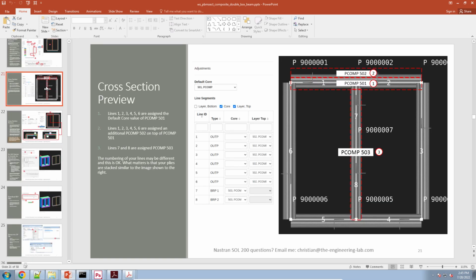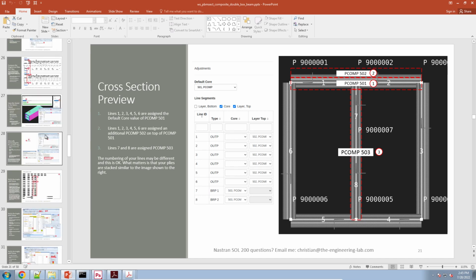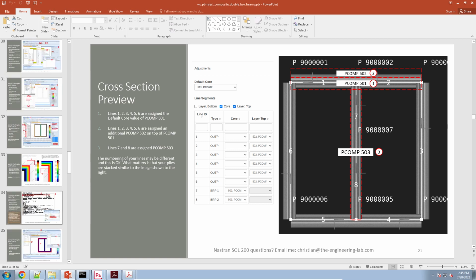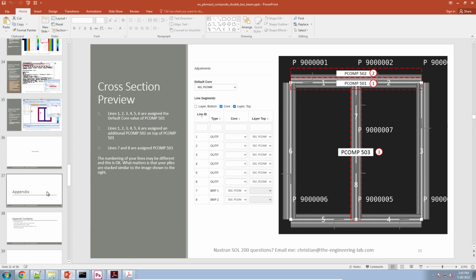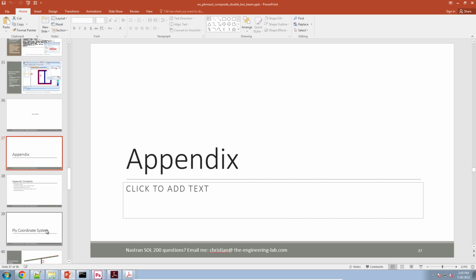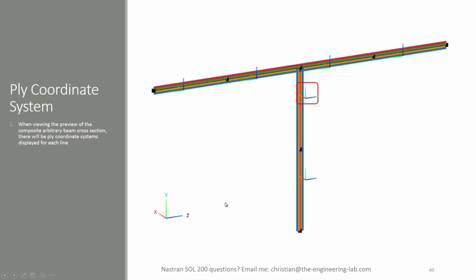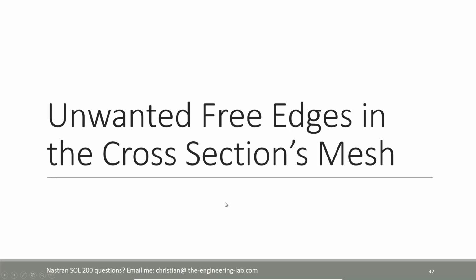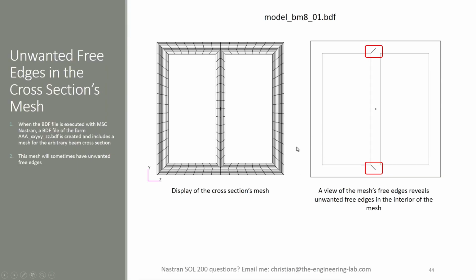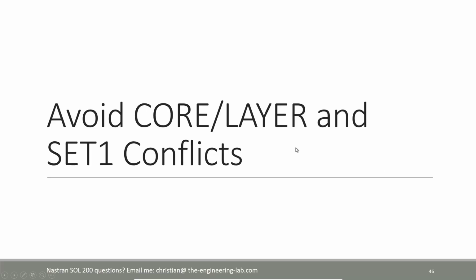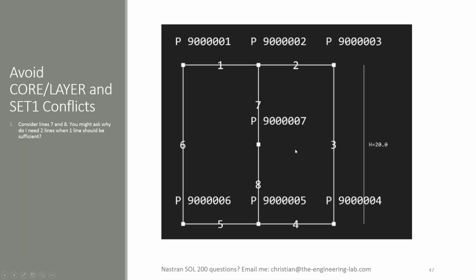The one last thing I want to leave you off with, it's very tricky to define a composite arbitrary beam cross-section, but this tutorial has a lot of information on how to properly define your cross-section, and the appendix of this tutorial has various comments on how to understand the ply coordinate system, what to look out for, how to prevent certain issues when defining the cross-section. I spent a few hours with this, so I hope all the information contained in this tutorial will help you have success when defining your composite arbitrary beam cross-sections.